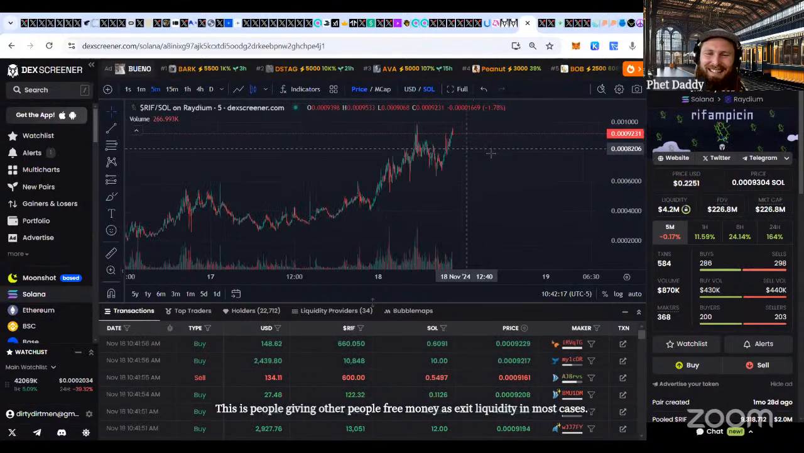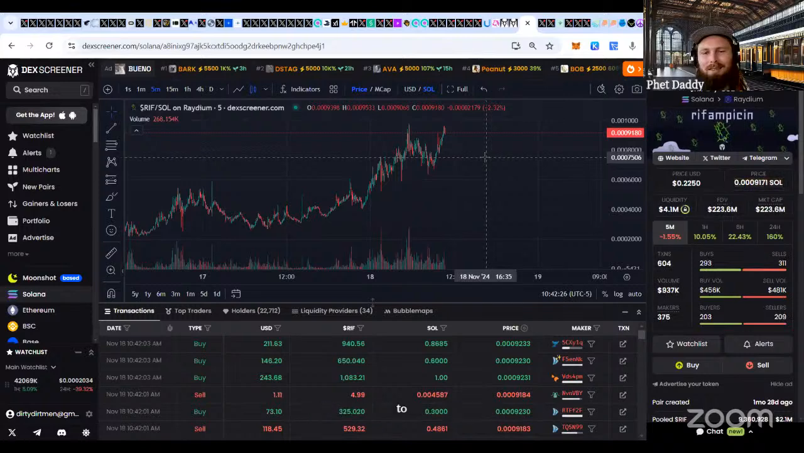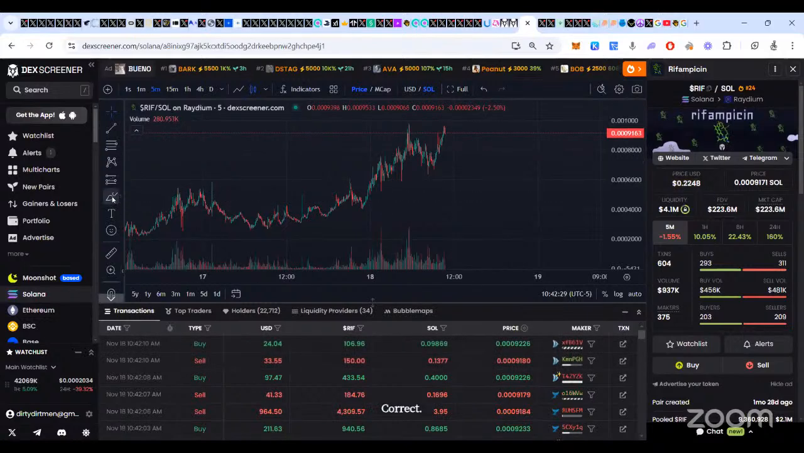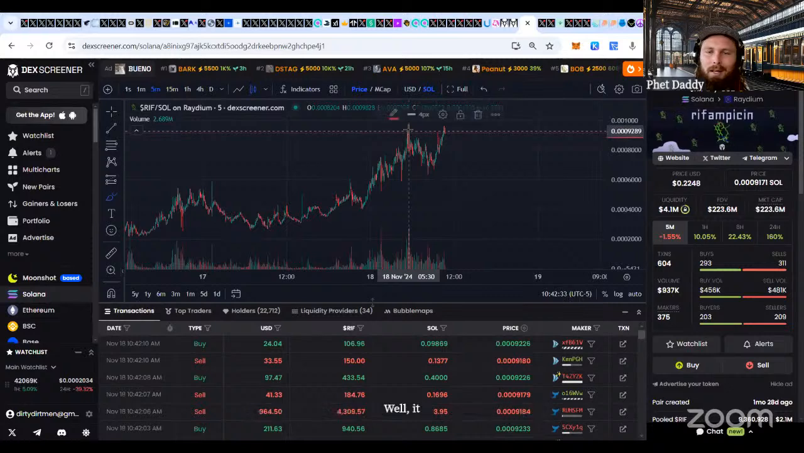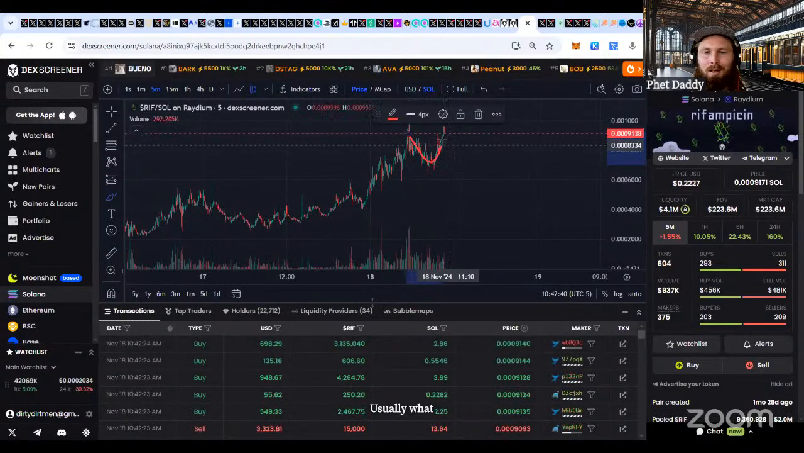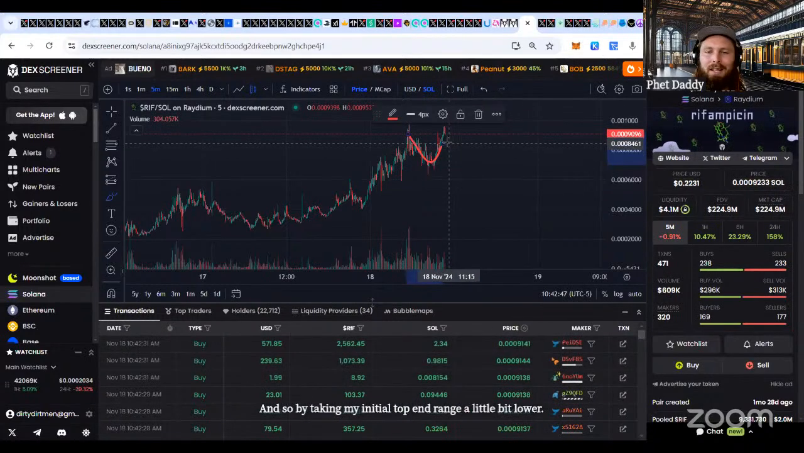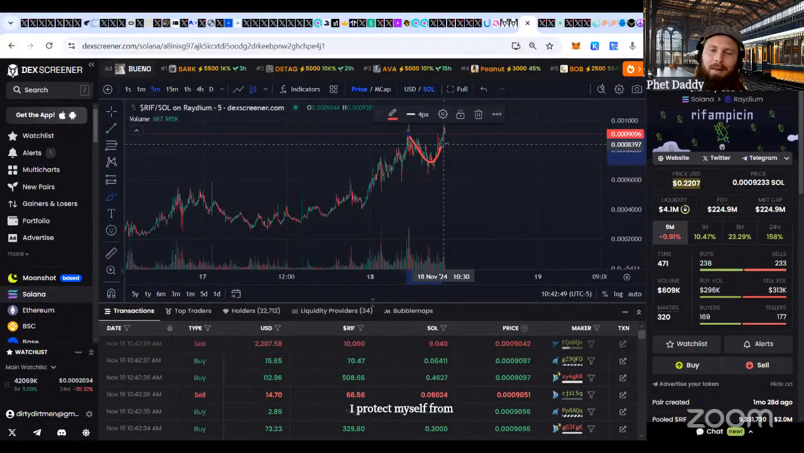So you go 10% down from the current all-time high, whatever the price is, to avoid that kind of spike and buying at a much higher level. Is that right? Well, it's mainly because even though this time we've retraced all the way back up to our all-time high, usually what I see is this movement. And so by taking my initial top end range a little bit lower, I protect myself from IL if we only come back up to here.